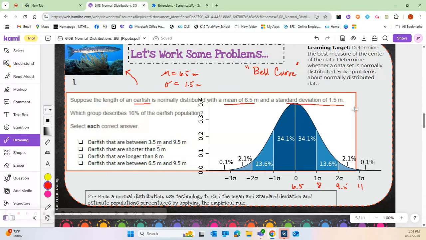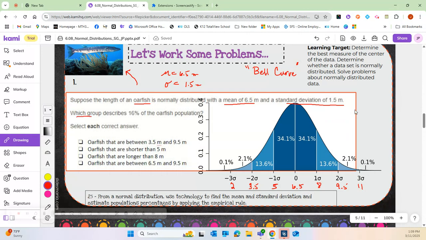And then I'll do the same thing when I go to the left, except my numbers are getting smaller, so I will subtract 1.5. So 6.5 minus 1.5 gives me 5. Subtract 1.5, that's going to give me 3.5. Subtract 1.5, and that's going to give me 2. And then I'm going to begin to look at the answers.